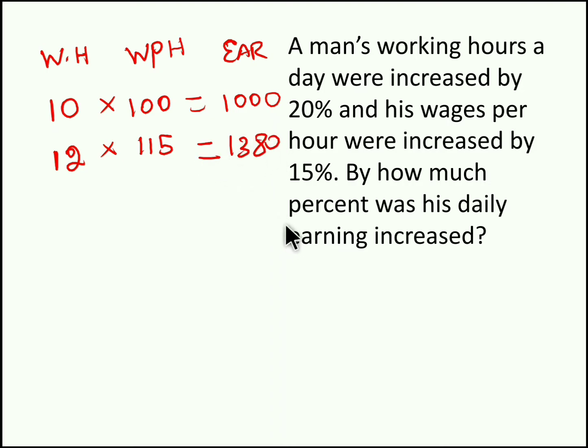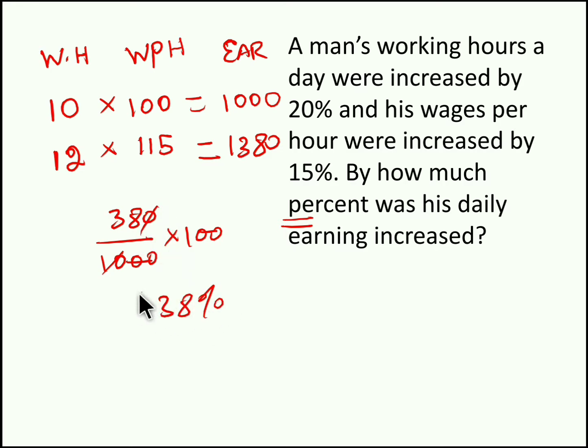Now our question is, by what percentage was his daily earning increased? So we have to find how many rupees increased in the earning. He is getting 380 rupees higher. So this 380 rupees is how many percent of the total earnings of 1000 rupees? So 380 rupees is 38% higher compared to the initial earning. So this becomes our answer. Hope you understood the concept, right?